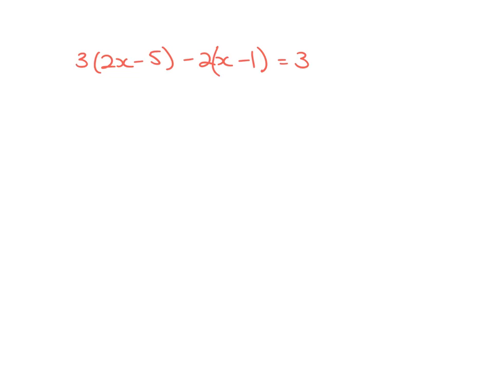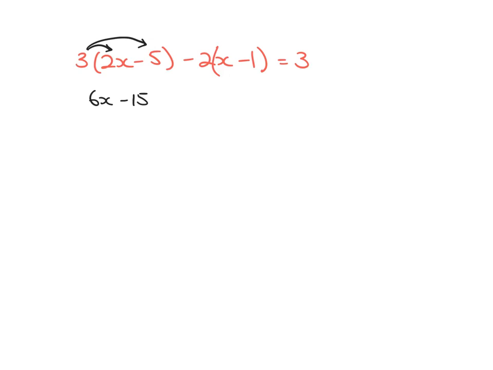So if we expand, which hopefully most of us remember, we've got to do the 3 by the 2x. What's 3 times 2x? 6x, good. What's 3 times negative 5? Negative 15. Perfect. I didn't write that very well, did I? Good one. Negative 15.